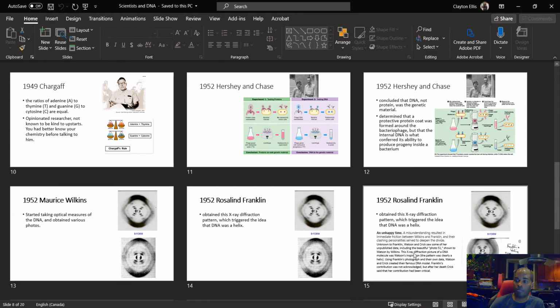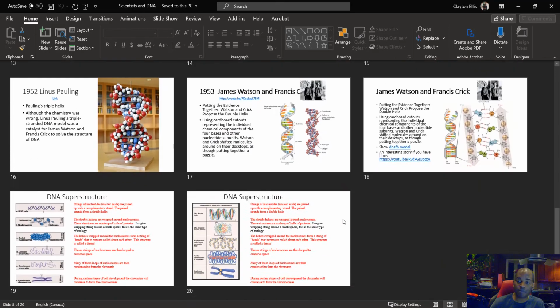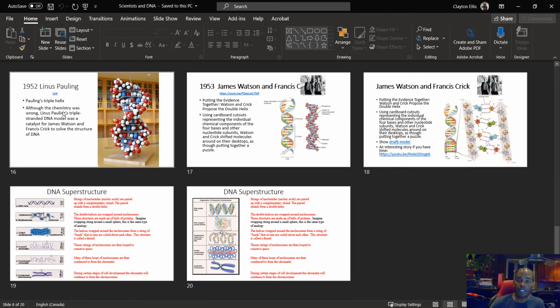I put a really big blurb here so you can read about it. Linus Pauling, whose model was completely wrong, but a lot of times it's the wrong things that help us move in the right direction. And of course, ending with James Watson and Francis Crick, who basically, most of the history books will tell us they're the ones responsible for telling us that the DNA is a double helix and figuring out what the actual structure looks like.